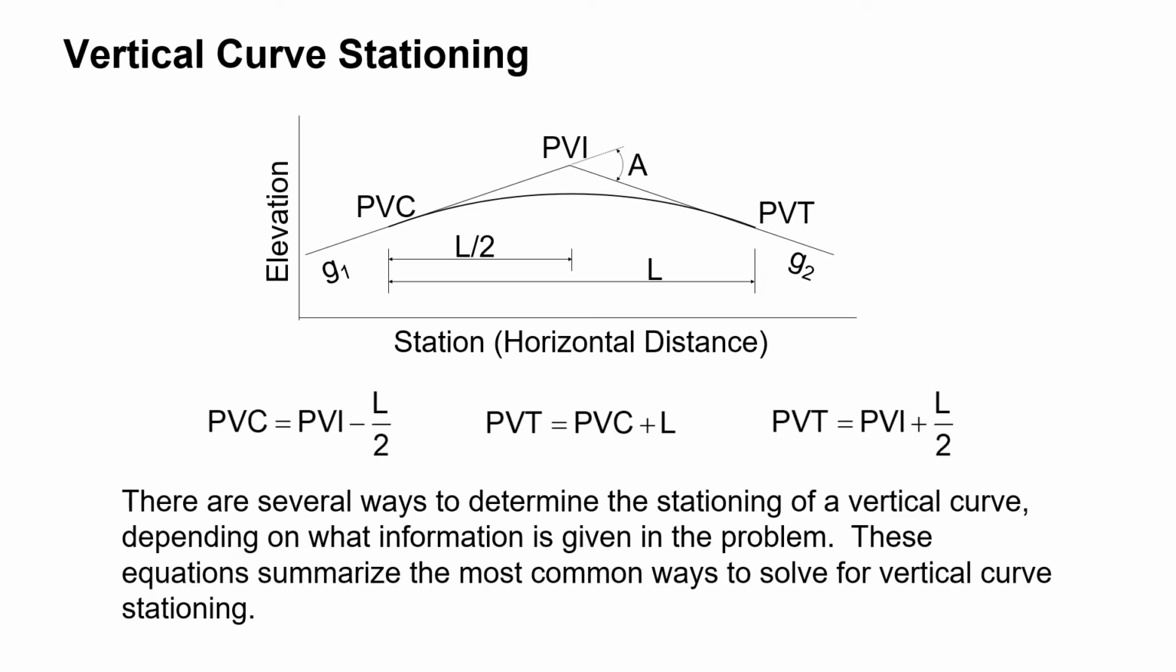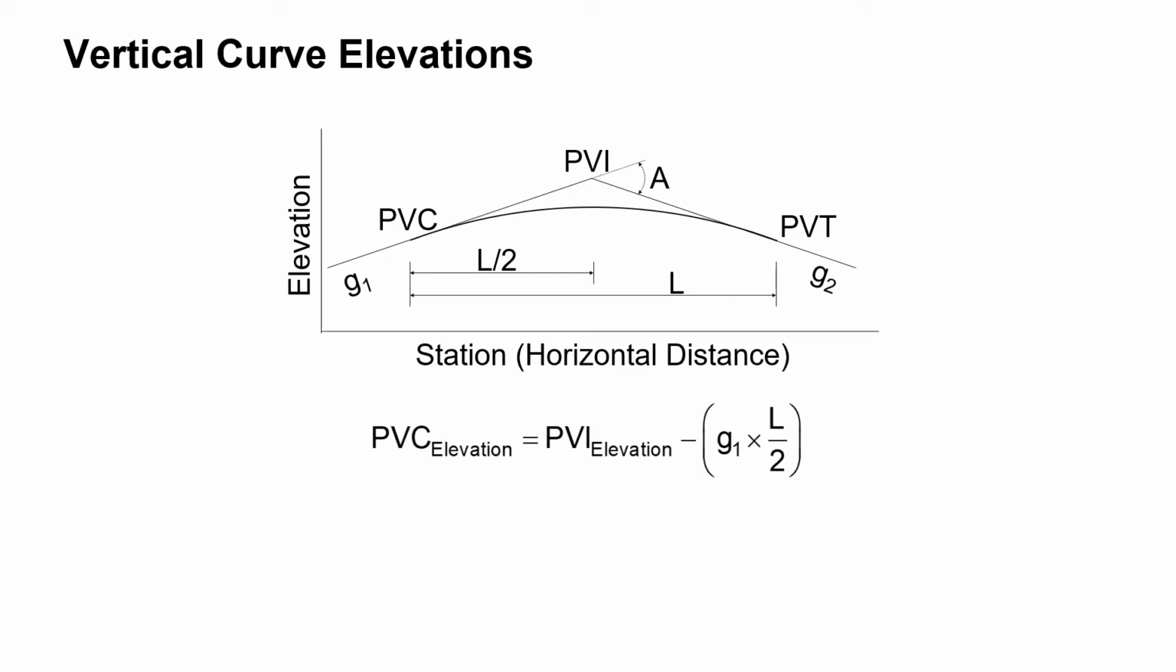What you will need will change depending on what information is given in the problem. If you're given the station of the PVC, obviously use that equation for the PVT, PVC plus L, which gives us the PVT station if that's what you're asked for. So you really have to use combinations of these equations that are appropriate for the givens that you have for the problem. Some more equations here. The PVC elevation is equal to the elevation of the PVI minus G1 times L over 2.